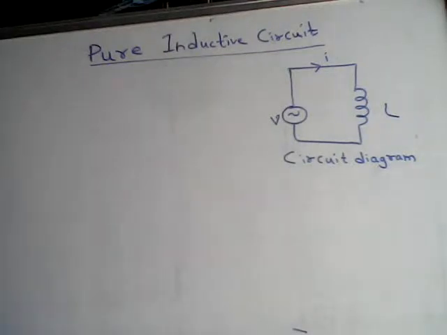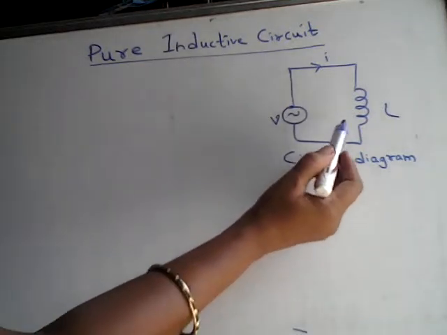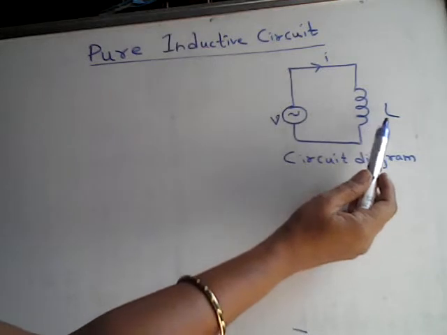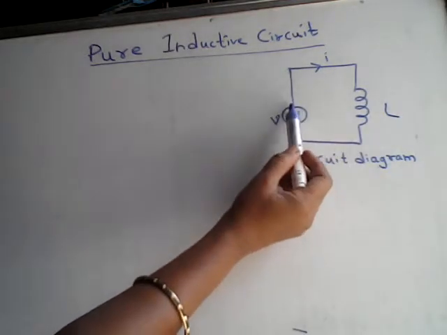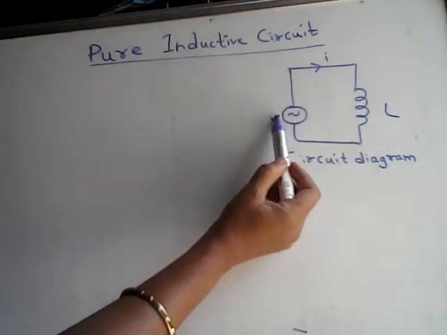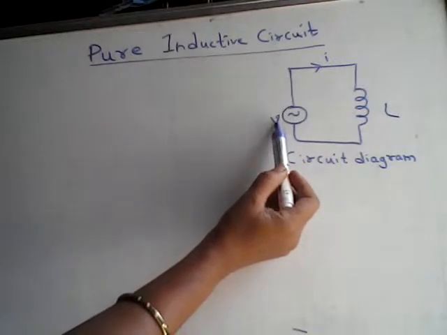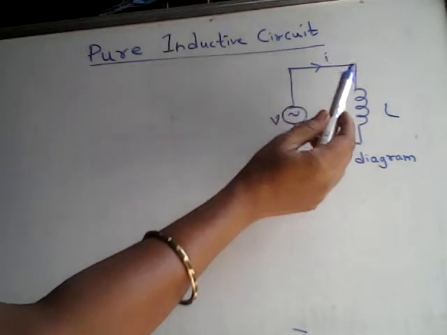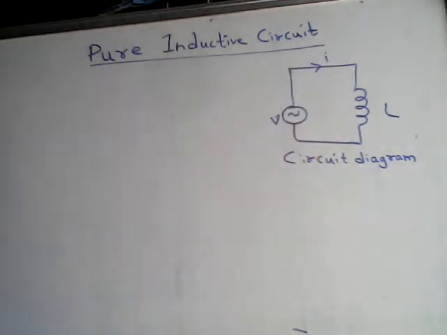In this session, I will explain about pure inductive circuit. Let us consider a circuit in which a pure inductor of value L henries be connected across a voltage source which is represented by V. This is an AC voltage source, and let the current flowing through the circuit be represented by I.